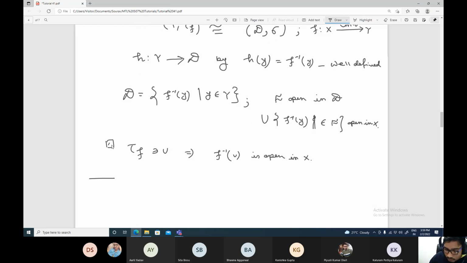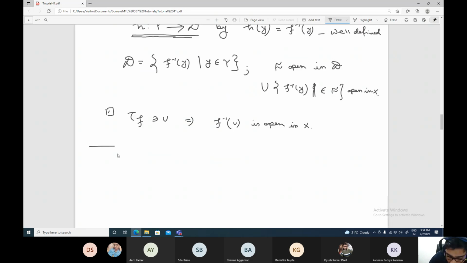Now, should I prove that this is a bijection? Or you can prove it, because the terms are given, why it's a bijection is clear. It is surjective. Surjective is clear from the definition because this d is actually f inverse y, y belongs to y, and if you take any element from d, then it will get the form f inverse y. So h of y is actually f inverse y. Okay, so it's surjective.